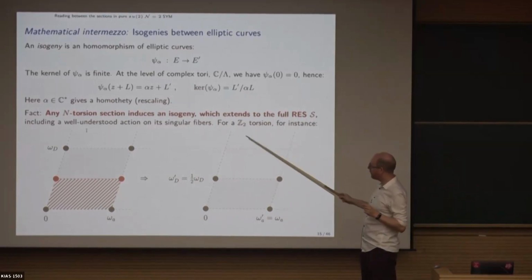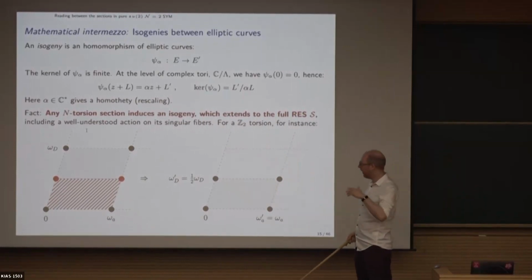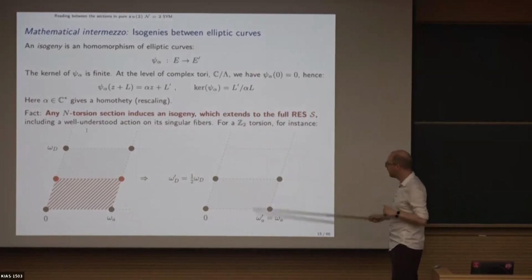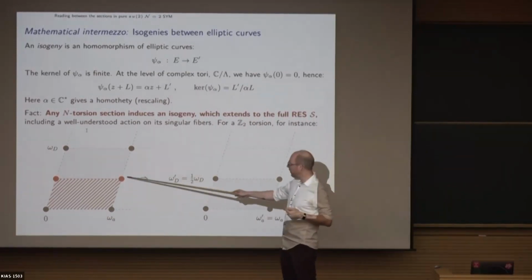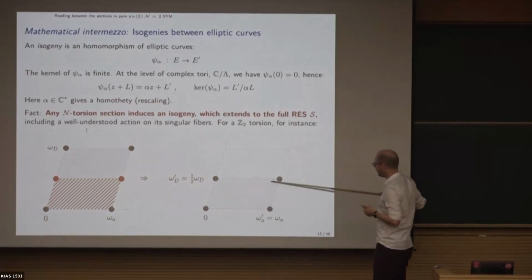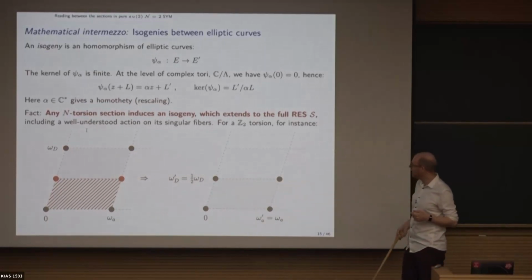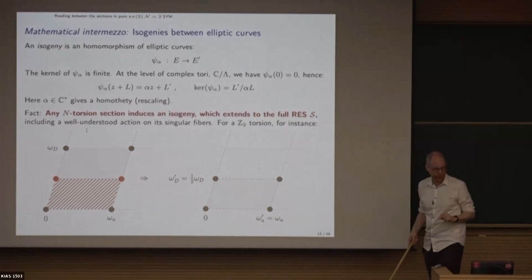So for instance, that's an isogeny. What will be important for us is that whenever I have this N torsion, I can generate an isogeny by just taking a quotient by the torsion. And there is something that is very well understood at the level of the curve, which is called the Vélu formula, that I will use implicitly in this talk. But at the level of this picture of the complex torus it is very simple to visualize, because for instance, if I have a Z2 torsion point, then I can quotient by this, and I get this smaller torus here, right? And the important point is that we know these things that we can do at the level of the torus, it extends over the full fibration, so over the rational elliptic surface. In particular, it naturally extends in a well-understood way at the singular fibers of the fibration.